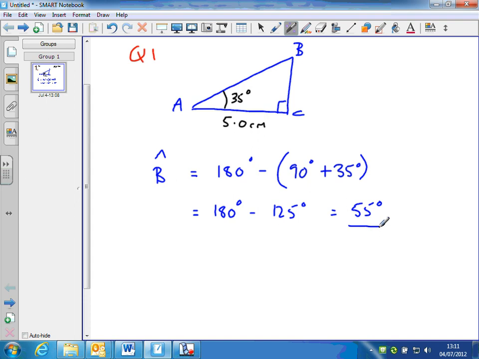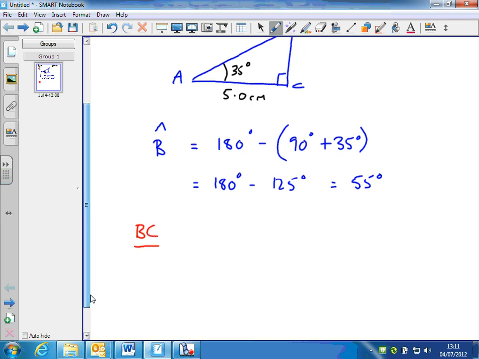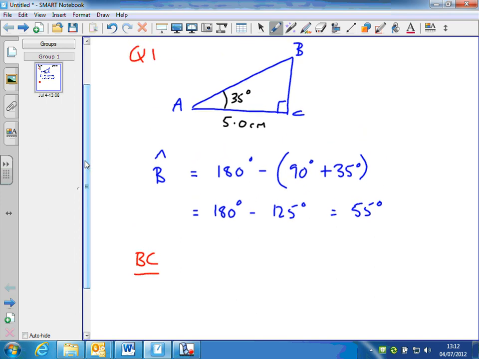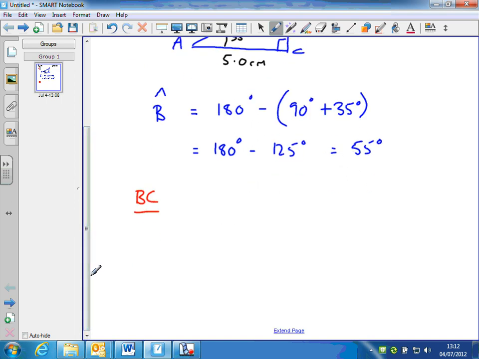So using angle A and trigonometry, we can find BC. To find side BC, we use the idea that BC is the opposite to the angle A. So if we know the opposite and we know the adjacent, which is AC, then the tangent of 35 degrees equals the opposite, which is BC, over the adjacent, which is 5.